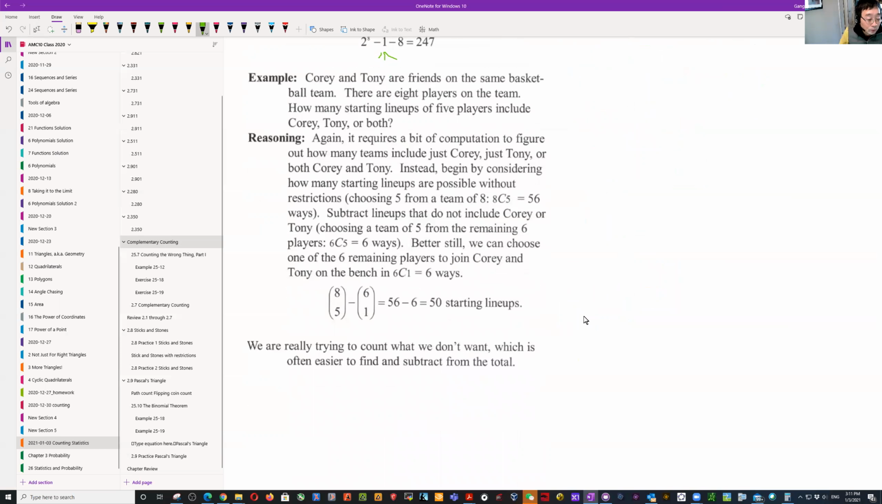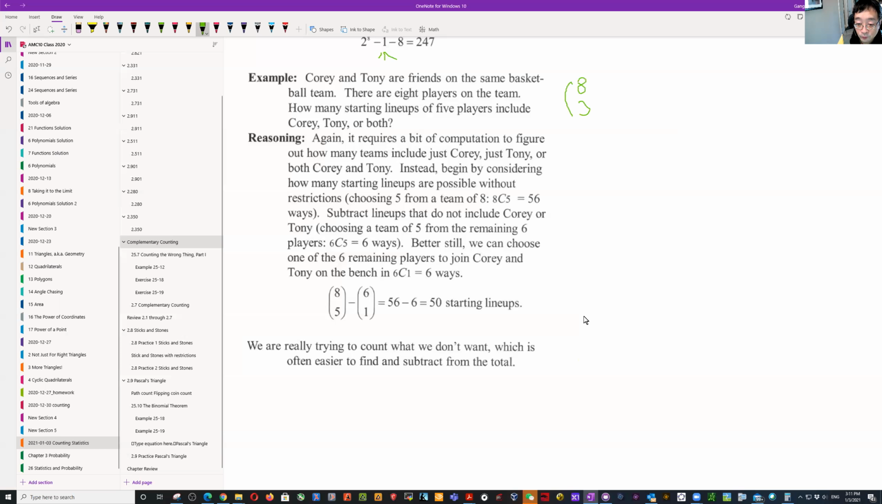Okay, so let's do this problem. Corey and Tony are friends on the same basketball team. There are 8 players on the team. How many starting lineups of 5 players include Corey, Tony, or both? So basically, first we try to find out how to pick 5 players out of 8 without any restriction.